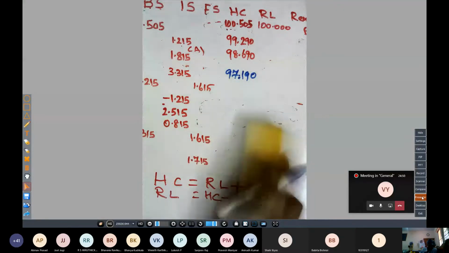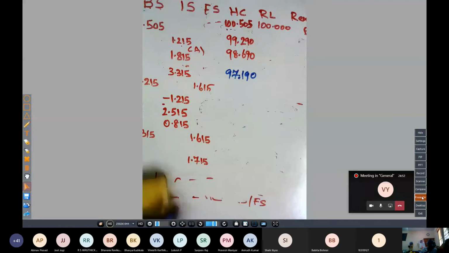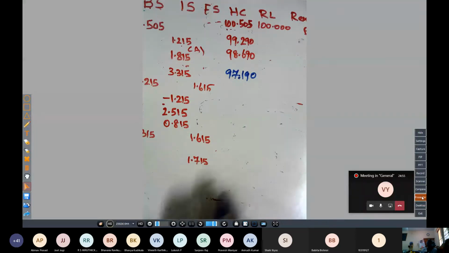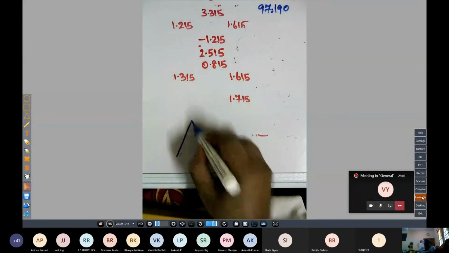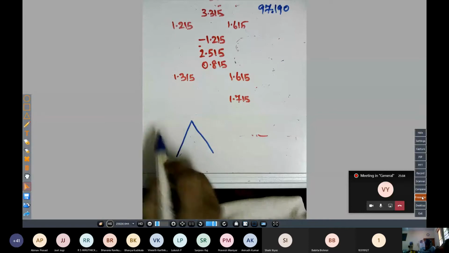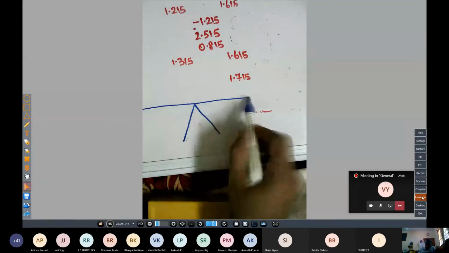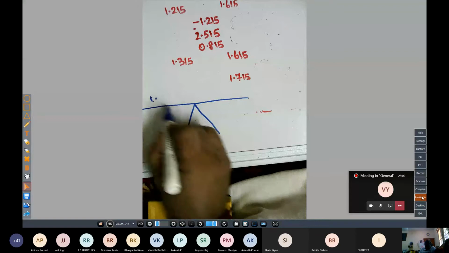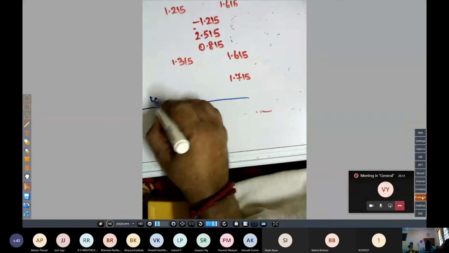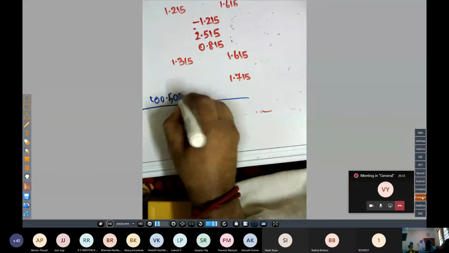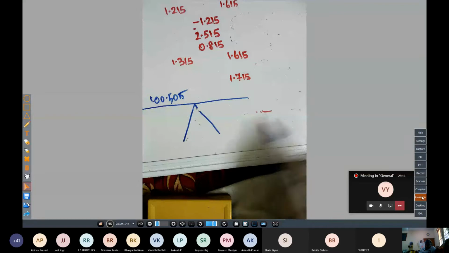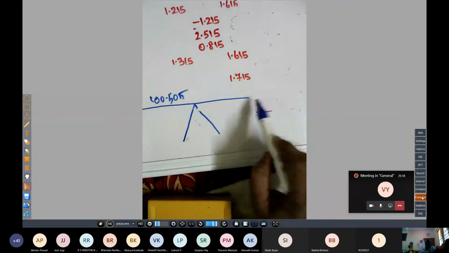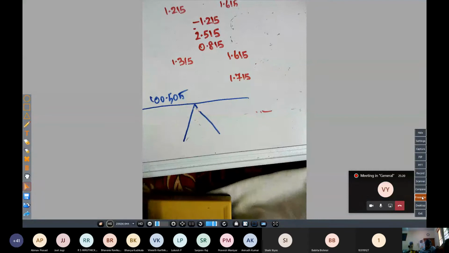Okay. Now what happened? Up to this you are reading it. So you get a sort of instrument. I just draw it here. You have an instrument, and you have read on one side of it. This is one point. How much is it? This is 100.505. Okay.